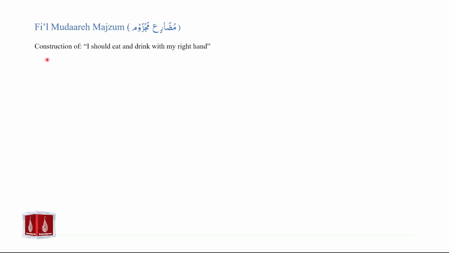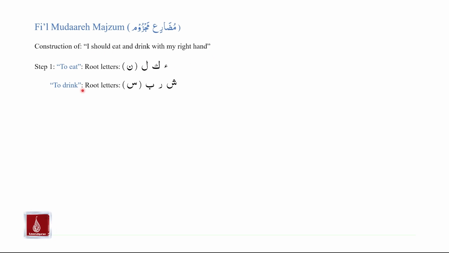Next, we will try to make the construction of "I should eat and drink with my right hand." First of all, we will try to identify the root letters for to eat and to drink. To eat will have the root letters hamza, kaf, and lam, and the pattern identifier will be noon. And to drink will have the root letters sheen, ra, ba, and the pattern identifier will be seen.